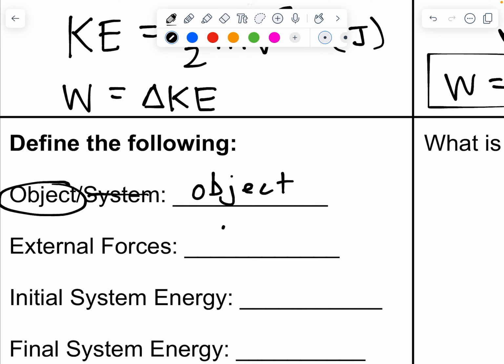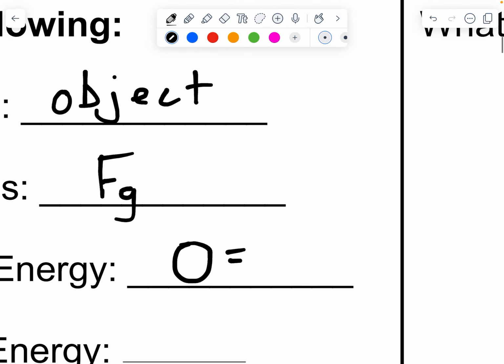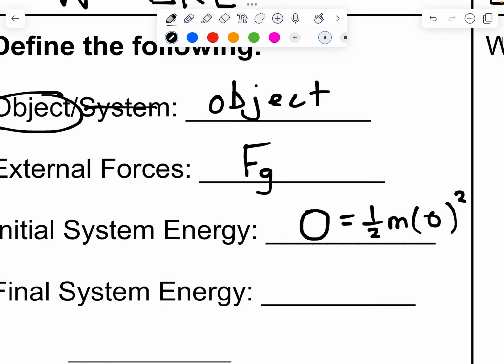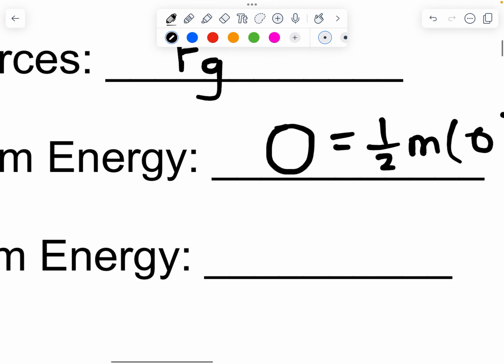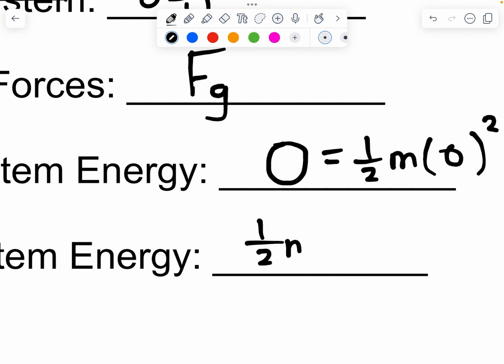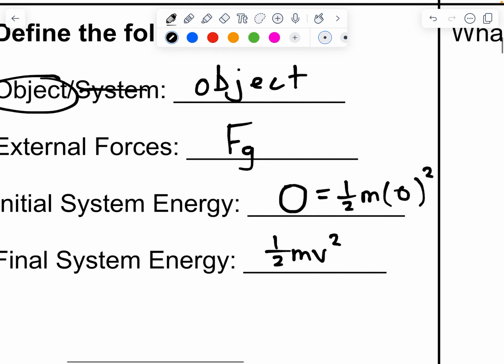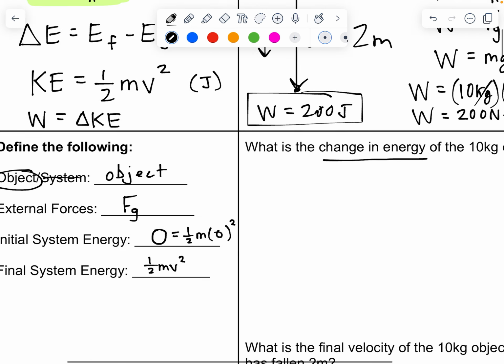The external force is Fg, all right? The initial system energy is 0, and the reason why is because it was released from rest. If you calculate 1/2 mv squared, the velocity would be 0, so you have no initial energy. The final system energy will be calculated from 1/2 mv squared. We don't know exactly how fast it's going, but this expression would tell us the final kinetic energy of the block, okay?